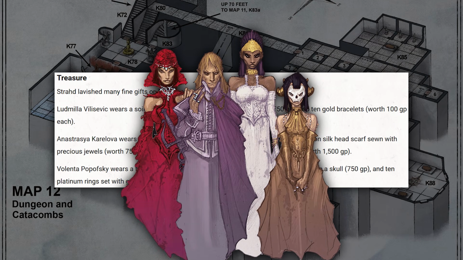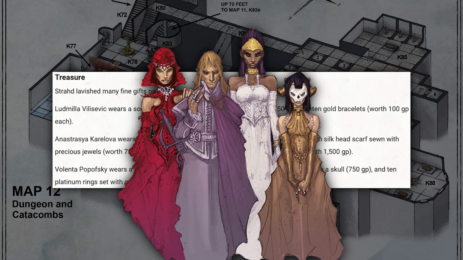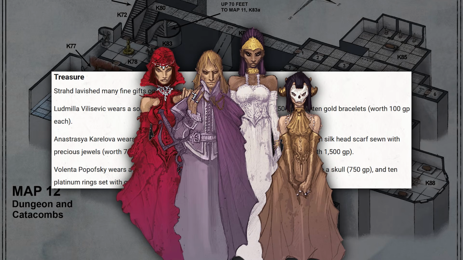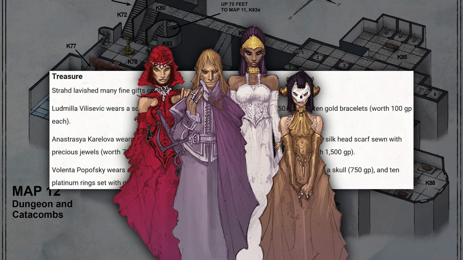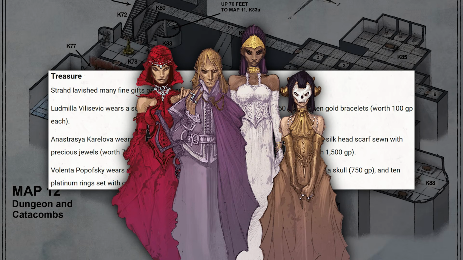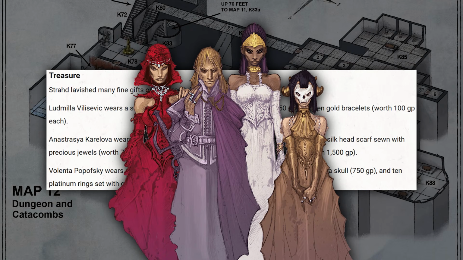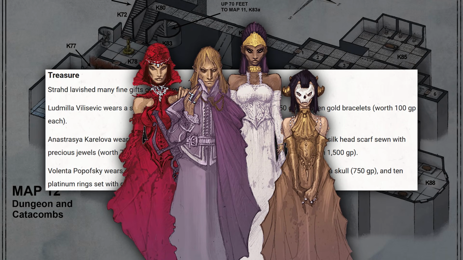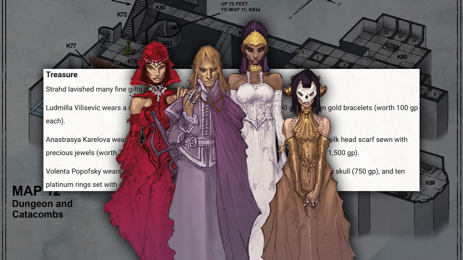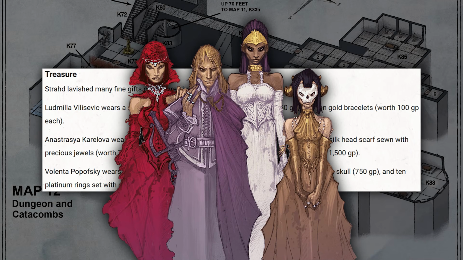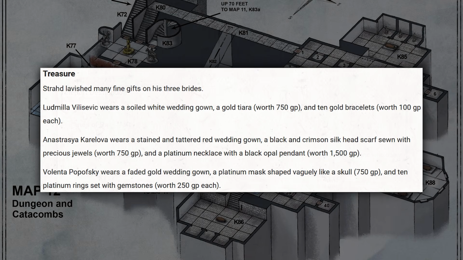Treasure. Strahd lavished many fine gifts on his 3 brides. Ludmila Vilaselvic wears a soiled white wedding gown, a gold tiara worth 750 gold pieces, and 10 gold bracelets worth 100 gold pieces each. Anastasia Karolov wears a stained and tattered red wedding gown, a black and crimson silk-head scarf sewn with precious jewels worth 700 gold pieces, and a platinum necklace with a black opal pendant worth 1,500 gold pieces. Valentin Popovsky wears a faded gold wedding gown, a platinum mask vaguely shaped like a skull, 750 gold pieces, and 10 platinum rings set with gemstones, worth 250 gold pieces each.